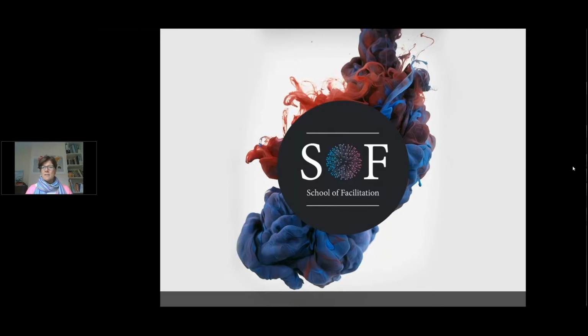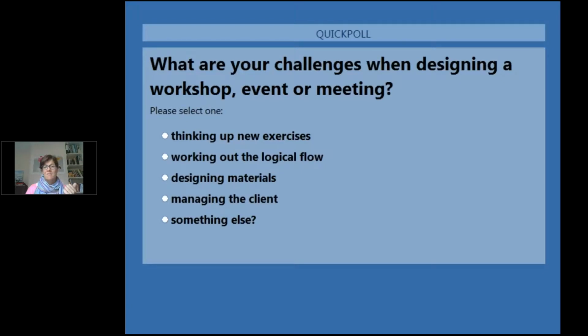So we're going to start with a poll, and my question is to all of you, what are the challenges that you have when designing a workshop, event, or meeting? So if you look at the poll that's being launched, there are options here. Are your challenges around thinking up new exercises? Is it working out the logical flow? Is it designing materials? Is it managing the client, or is it something else?